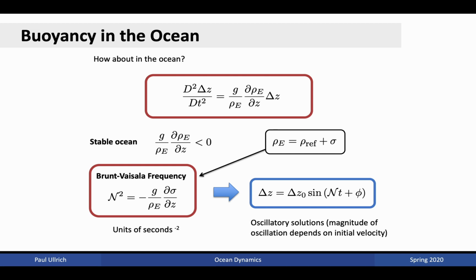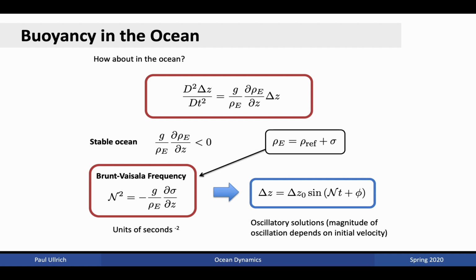Here we again see an equation that looks very analogous to what we saw in the atmosphere for small displacements of an initial fluid position. In a stable ocean, where we get trigonometric or sinusoidal solutions of this differential equation, we must have that g over density of the environment times the derivative of the density of the environment in the vertical direction must be less than 0. That is, when you take the second derivative of the delta z term, you get negative of the initial delta z. This, of course, then corresponds to these trigonometric or sinusoidal oscillatory solutions.